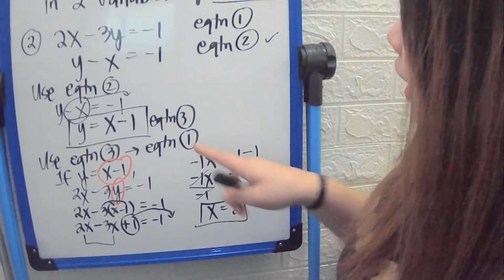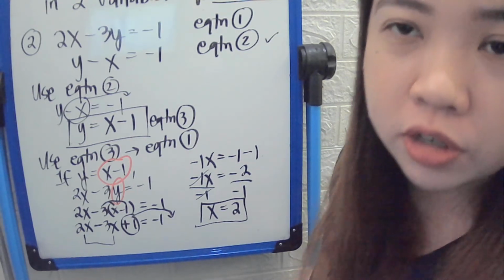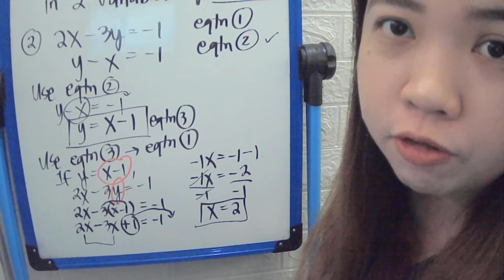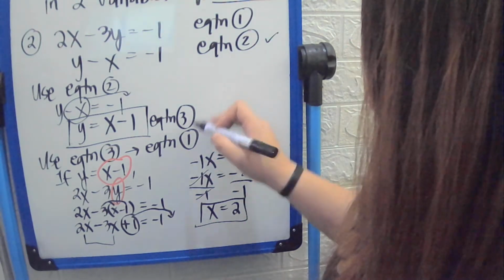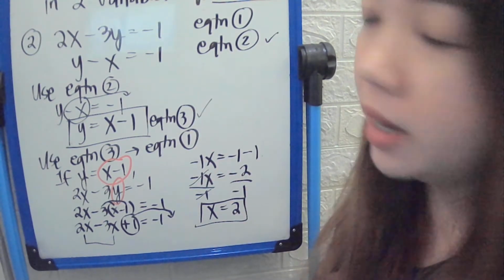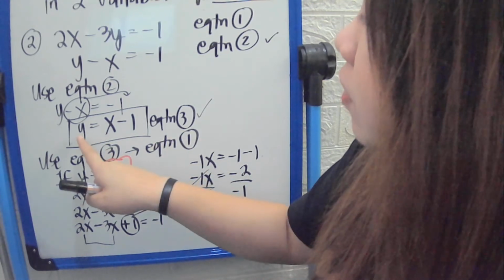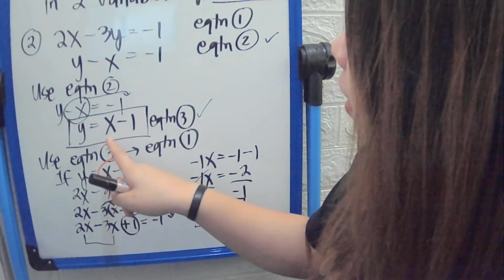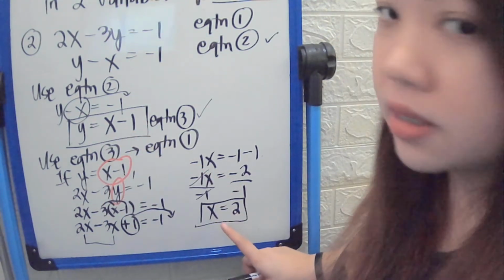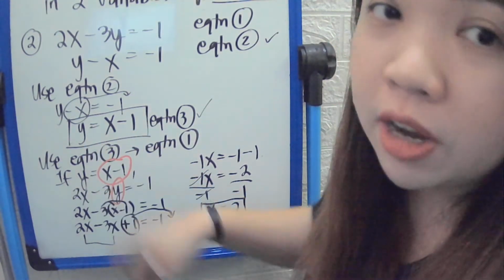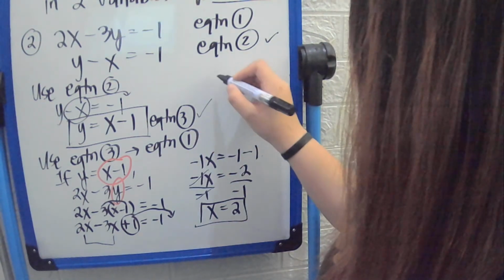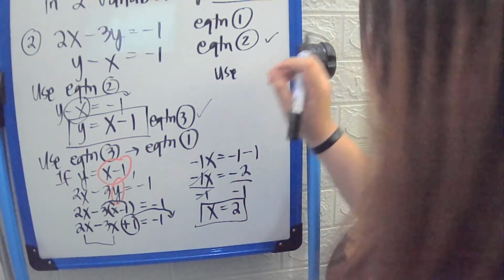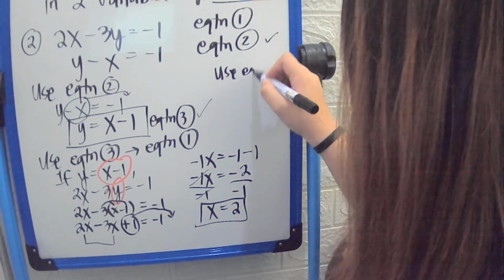Now, tingnan mo ngayon sa mga equations na given sa'yo kung alin dyan yung makakapagbigay sa'yo ng value for y kaagad. So, ito siya. Pwede mong gamitin yan. Kasi, yung equation 3, given sa'yo yung y. Y is equal to x minus 1. So, pag nasolve mo na yung part dito with this, automatically, yun na yung value for y. So, use equation 3.